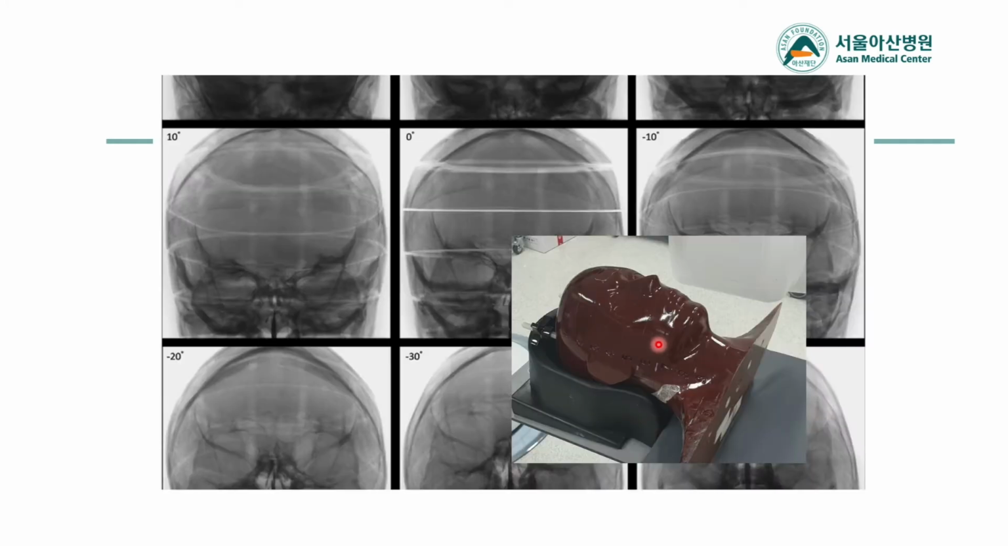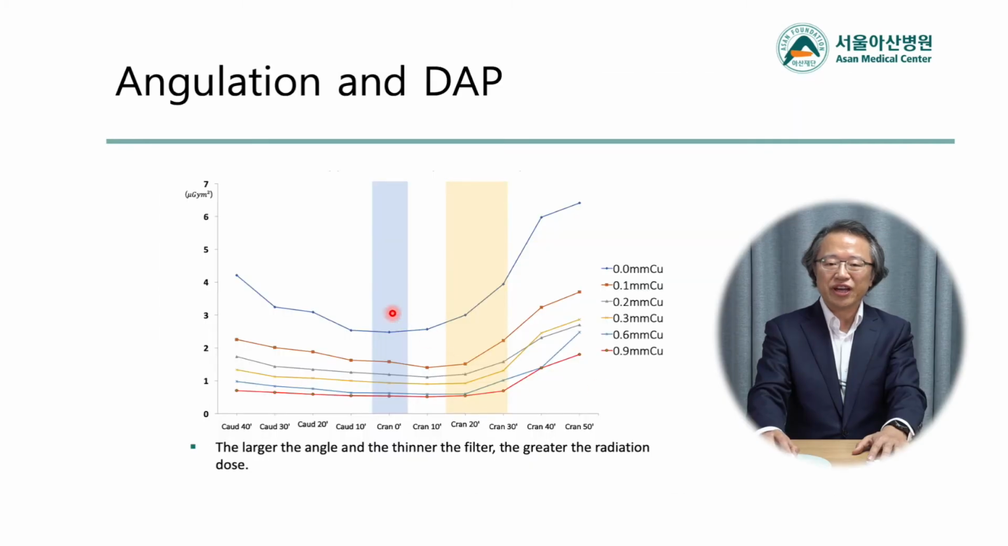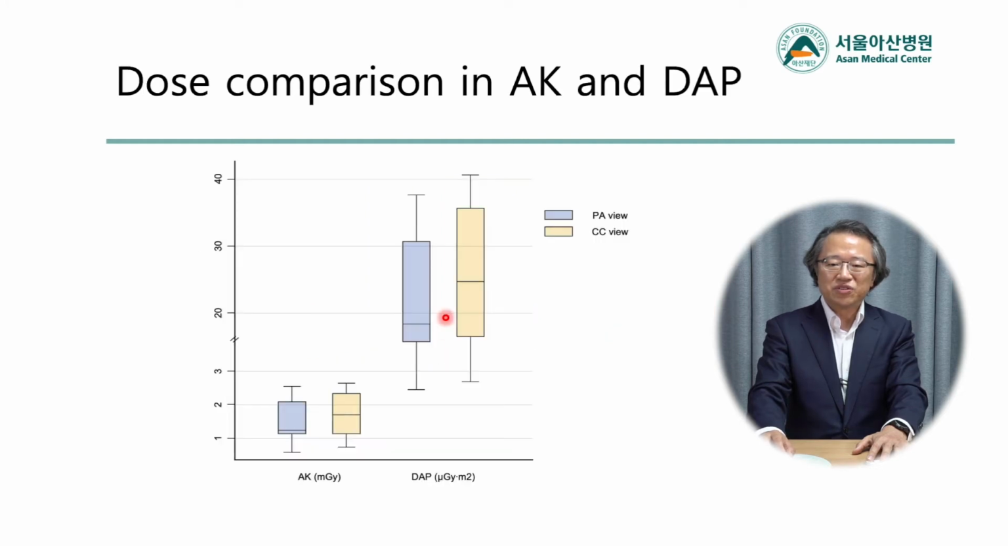We obtained a radiography while applying various cranial and caudal angulations with various thicknesses of copper filters. We found a U-shaped radiation dose distribution. In this angle range, which we usually apply for the frontal angiography, we could see a significant increase in dose compared to this PA projection, in both air kerma and DAP in our clinical practice too.